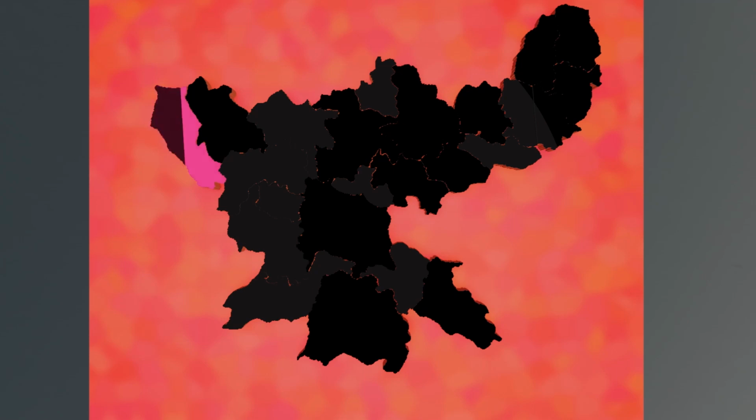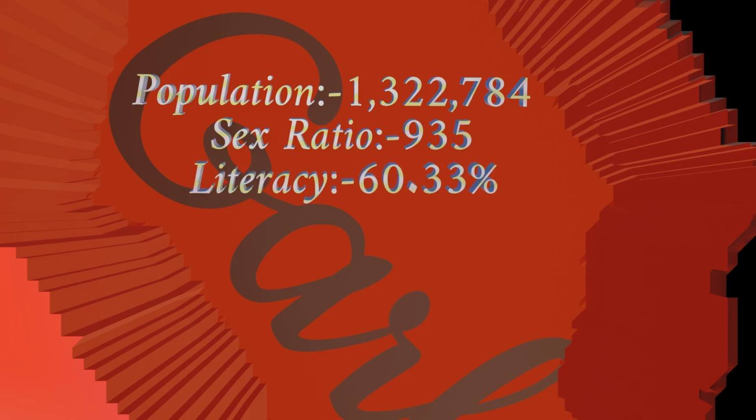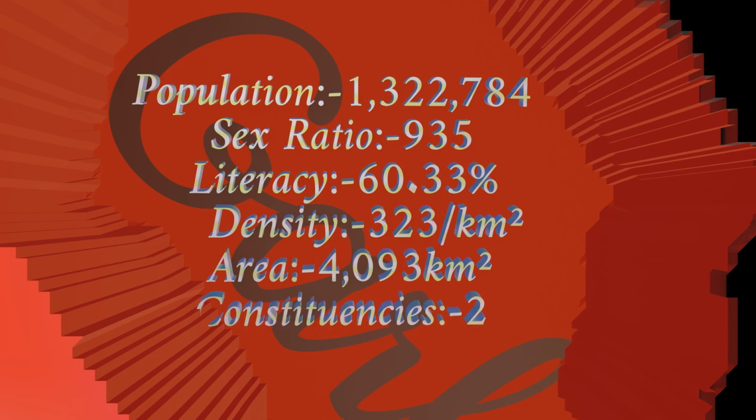Now let us move to Garhwa. Population of Garhwa is 1,322,784. Sex ratio is 935. Literacy rate is 60.33%. Density is 323 per kilometer square. Area is 4093 kilometer square. Constituencies are 2.